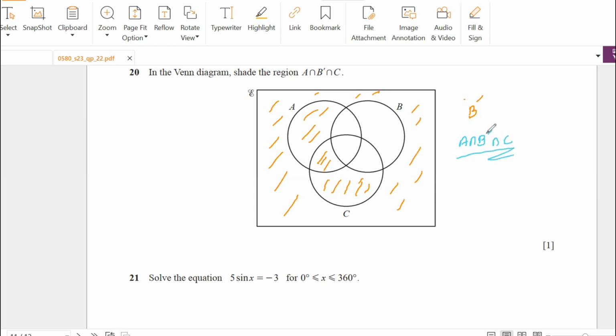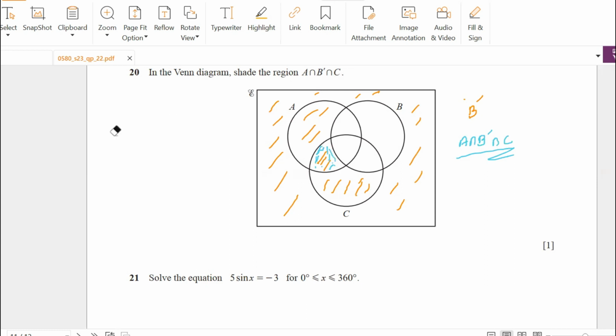So which part of B complement is common with A and C? That you have to check. So which part of B complement is common with A as well as C? So if you check carefully, this part comes in A as well as C also. And it is in B complement also. So this is the part which comes in all cases, either A, B complement and C. So that is the part.